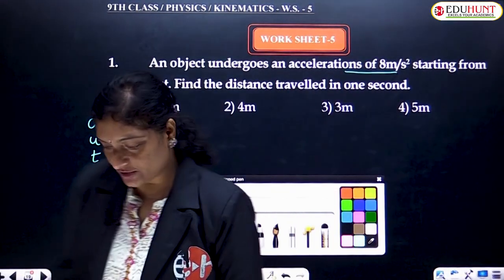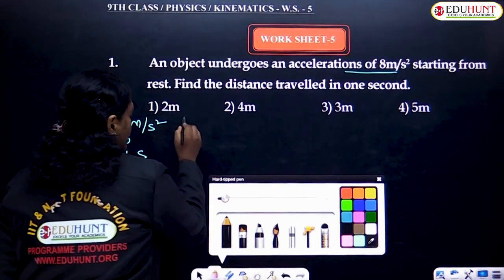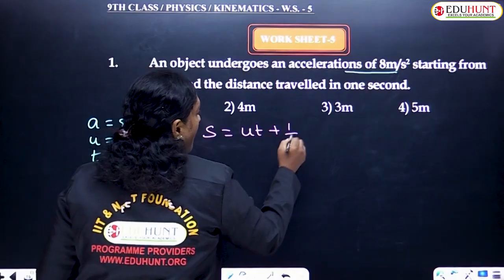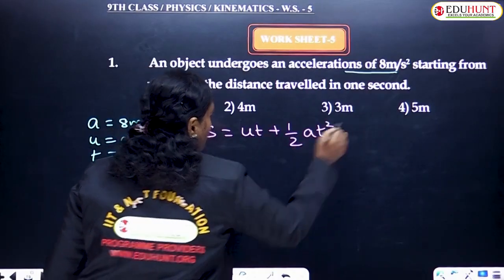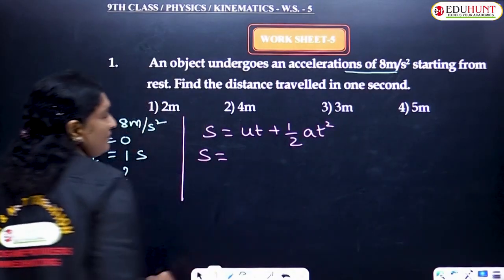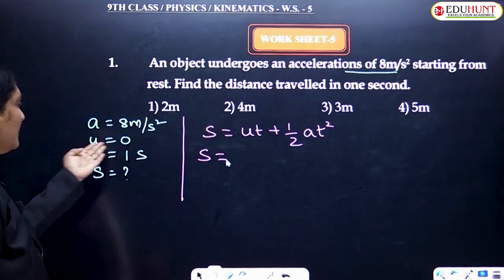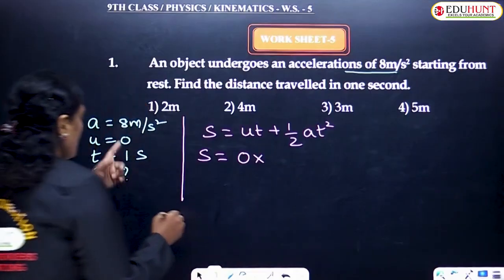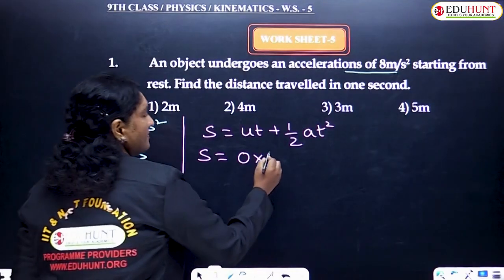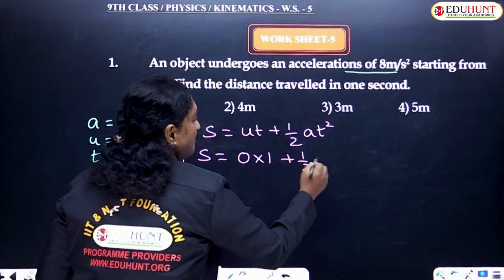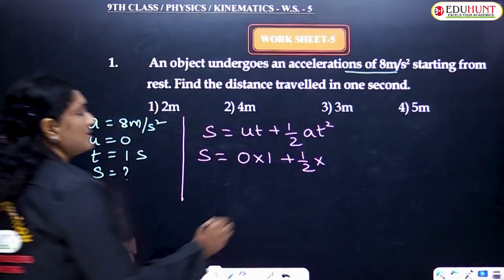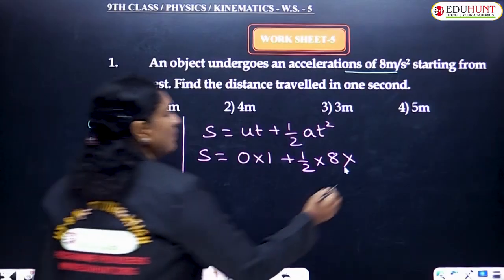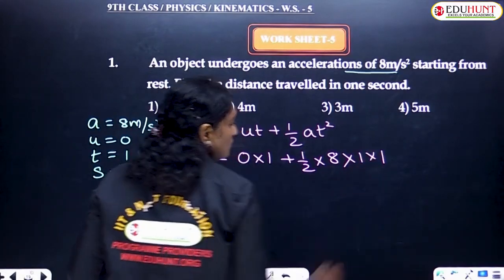So what is the formula you need to use, children? S equals UT plus half AT square. You are asked to find the value of S. What is U, children, here? U value was 0 because it starts from rest, into how much time was given? Time was given as 1 second, plus half acceleration. What was the acceleration given? 8 meter per second square. And the time is again 1. So 1 square is 1 into 1.